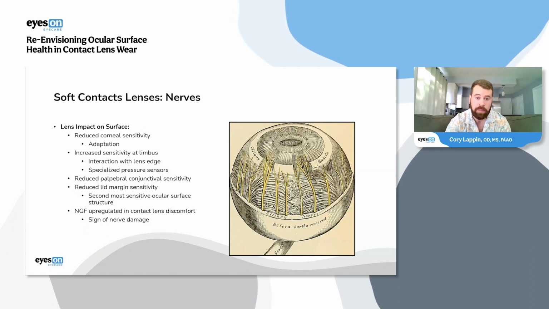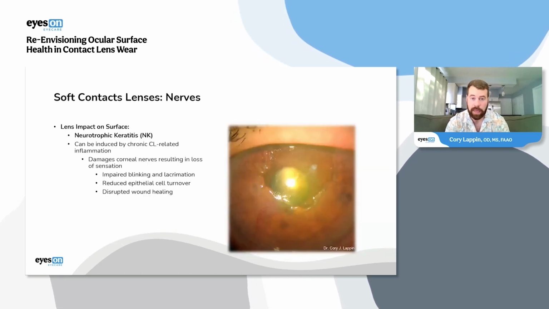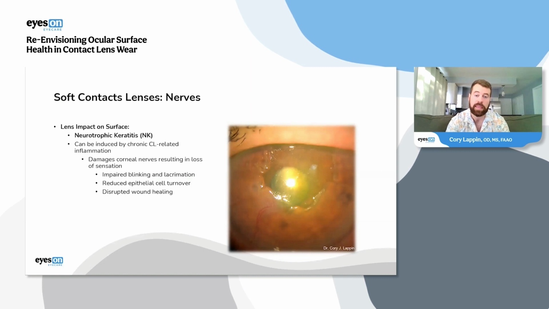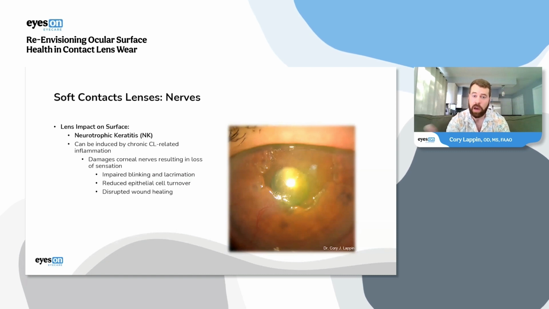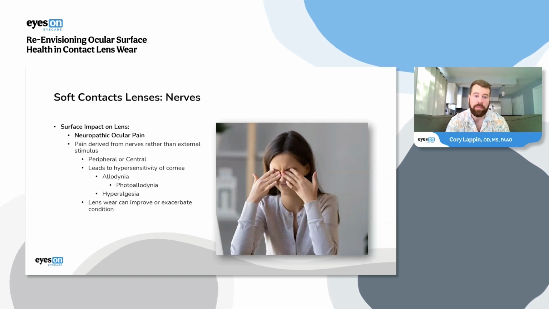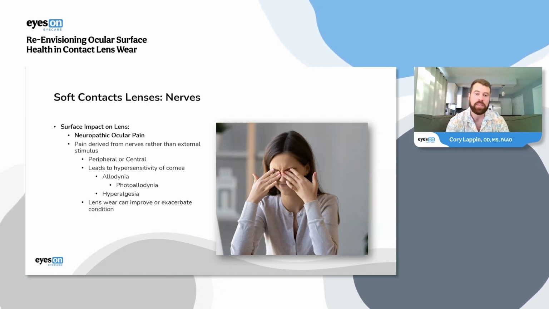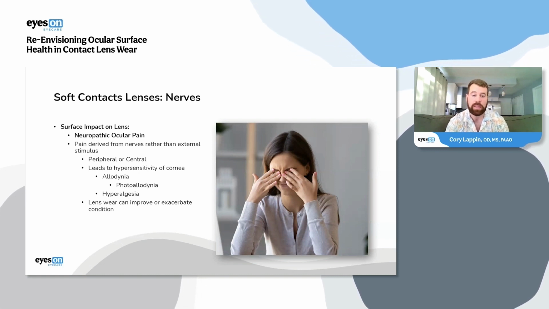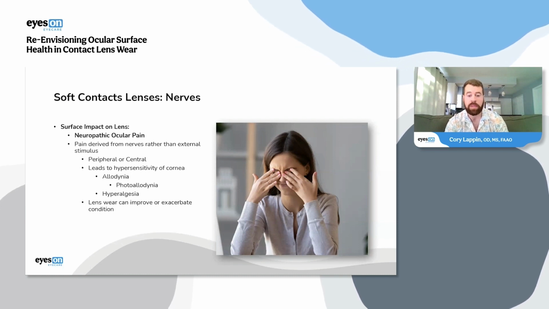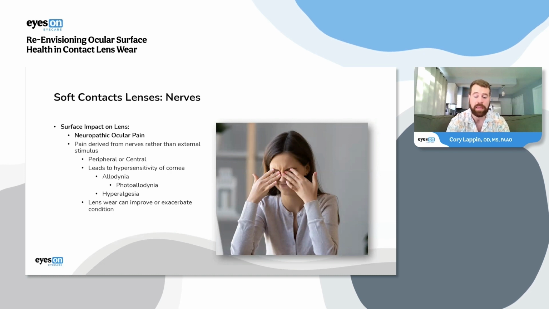And this is worrisome because this can lead to conditions like neurotrophic keratitis, when the nerves get so damaged that they no longer provide sensation. This is going to impair blinking and lacrimation, reduce epithelial cell turnover, and disrupt wound healing, and it can cause ulcers, which can threaten vision. On the flip side of this, we have the impact of neuropathic ocular pain. Whereas neurotrophic keratitis is a reduction in sensitivity, neuropathic pain is an increase in sensitivity. So these are the patients that are going to be hypersensitive to even innocuous stimuli like a gentle breeze. And the interesting thing about contact lenses with neuropathic ocular pain is they have been shown to both help and worsen this pain.